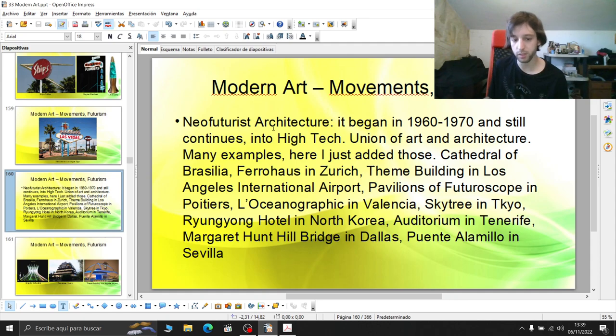And then neo-futurist architecture, of course. Remember the high-tech architecture will also be included in this. But anyway, here, neo-futurist architecture, still continuing into high-tech, here you see. And so here are examples of everything.